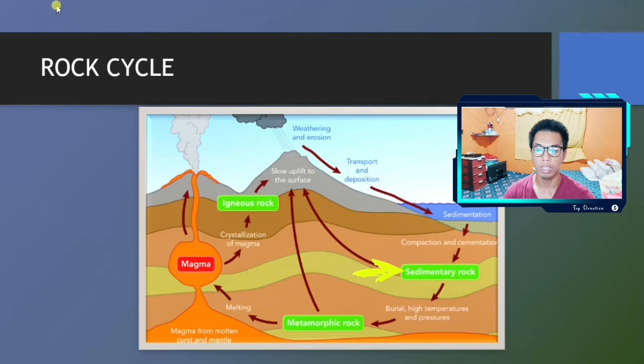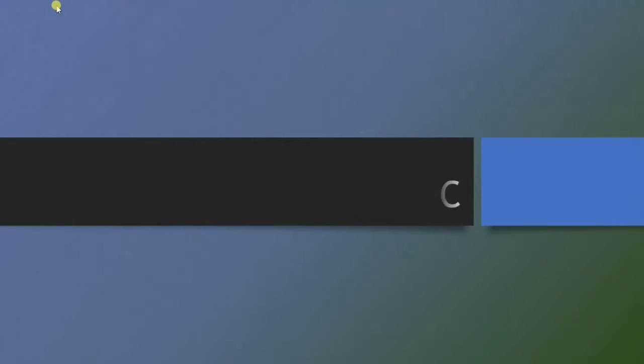And then, when sedimentary rock is exposed to high temperature and pressure, they create a metamorphic rock. And then, when metamorphic rock reaches the deeper molten crust and mantle of the earth, it will go through a melting process to create magma.